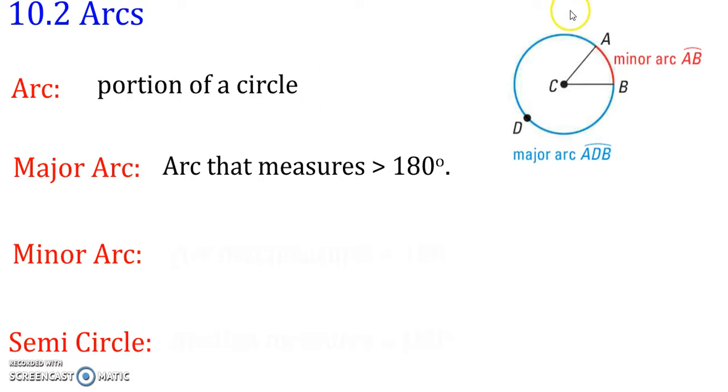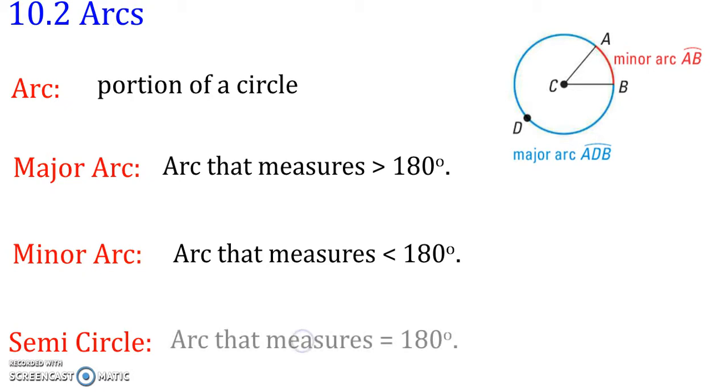So a major arc, if you can imagine, is an arc that is larger than 180 degrees. So for example, A to D to B, the blue one would be a major arc. And a minor arc, obviously, would be an arc that's less than 180 degrees. And then, of course, we have our semicircle, which you probably figured out, equals 180 degrees.